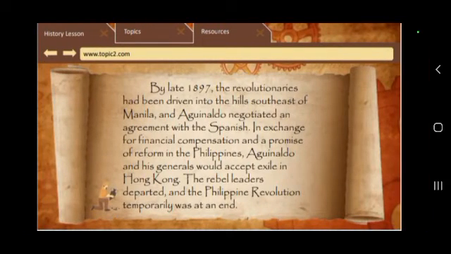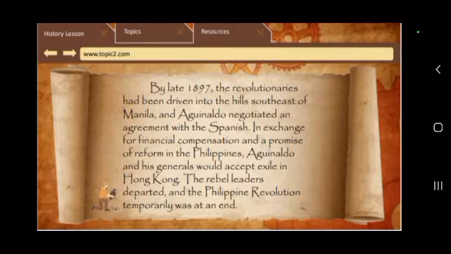By late 1897, the revolutionaries had been driven into hills southeast of Manila, and Aguinaldo negotiated an agreement with the Spanish. In exchange for financial compensation and a promise of reform in the Philippines, Aguinaldo and his generals would accept exile in Hong Kong. The rebel leaders departed, and the Philippine Revolution was temporarily at an end.